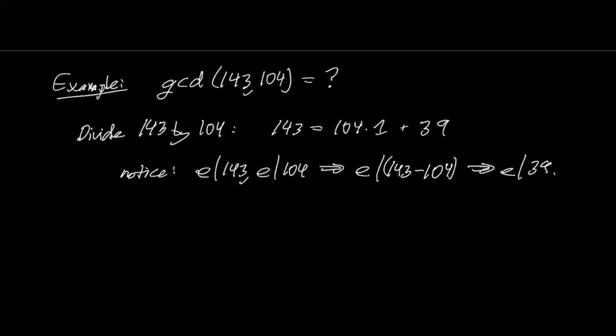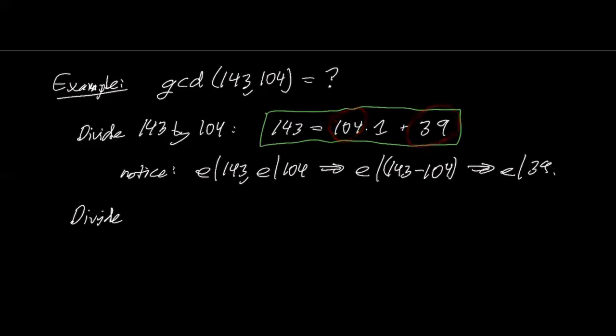You could say the common divisor has to be a divisor of 39, and then you could pretty much be done. But this was the first step in the algorithm. Now the next step is divide. Let's get rid of the 143, the biggest number. We have these two numbers, 104 and 39. If there's a common divisor of 143 and 104, then it will also divide 39, so it's a common divisor of 104 and 39.